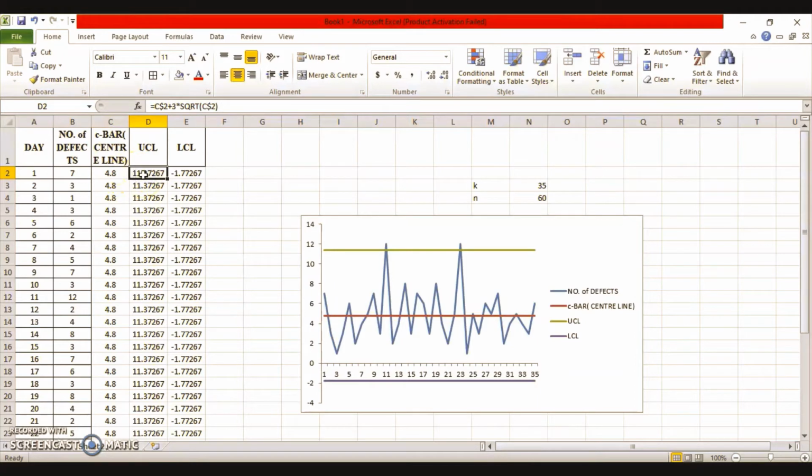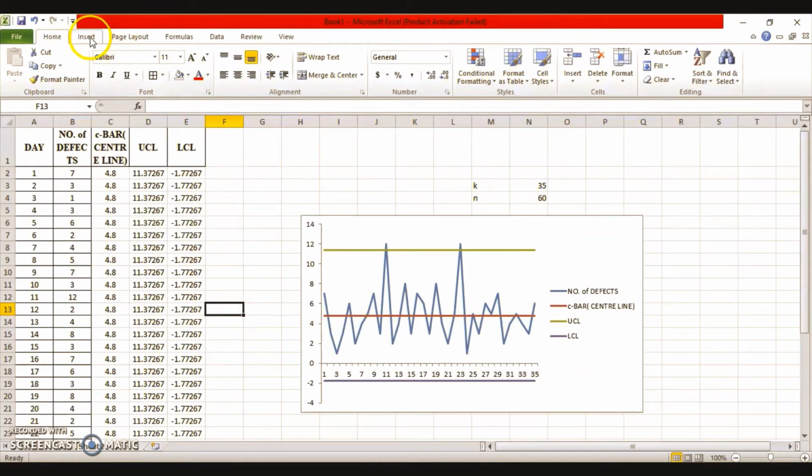For the upper control limit, we use the formula C bar plus 3 square root of C bar. That means the upper control limit is the sum of C bar and 3 times the square root of the C bar value. And for the lower control limit, the formula is C bar minus 3 square root of C bar. To keep the formula uniform for the whole sample, we put a dollar sign every time, and dragged it down for the whole sample, and we finally reached the construction of this line graph of the C chart.